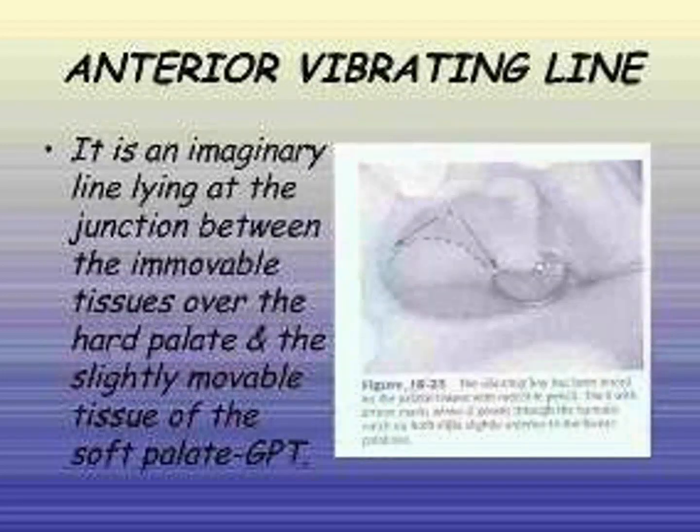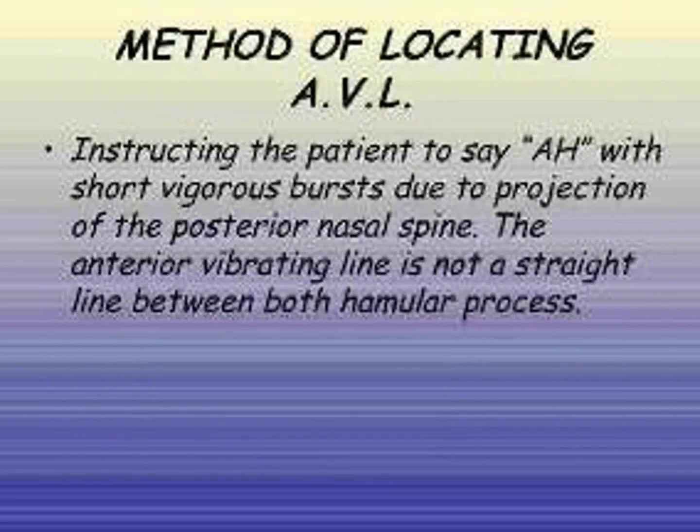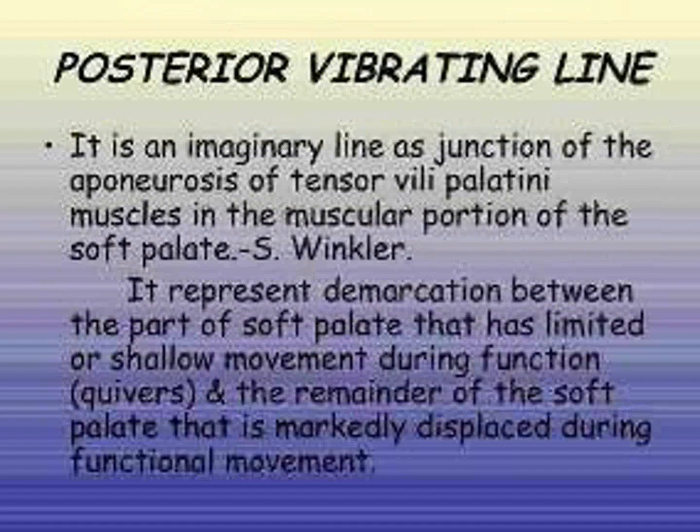Anterior vibrating line lies at the junction between the immovable tissues over the hard palate and slightly movable tissues over the soft palate. Now, for recording the anterior vibrating line, we ask the patient to say ha in a short or exaggerated manner, due to the projection of the posterior palatal seal. This anterior vibrating line can be recorded even with the help of a Valsalva maneuver.